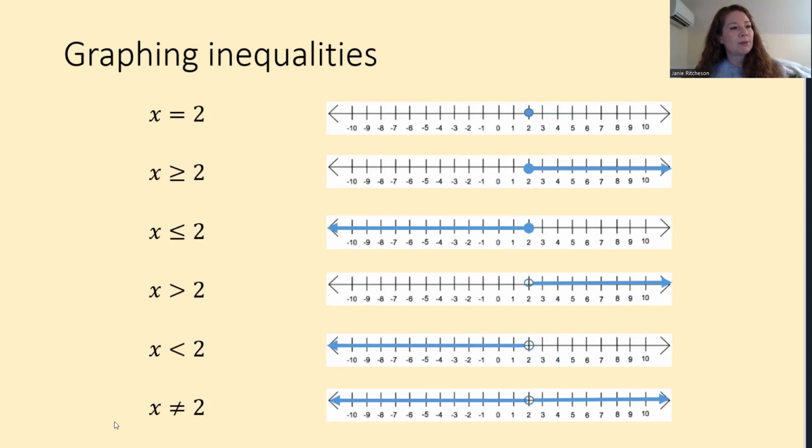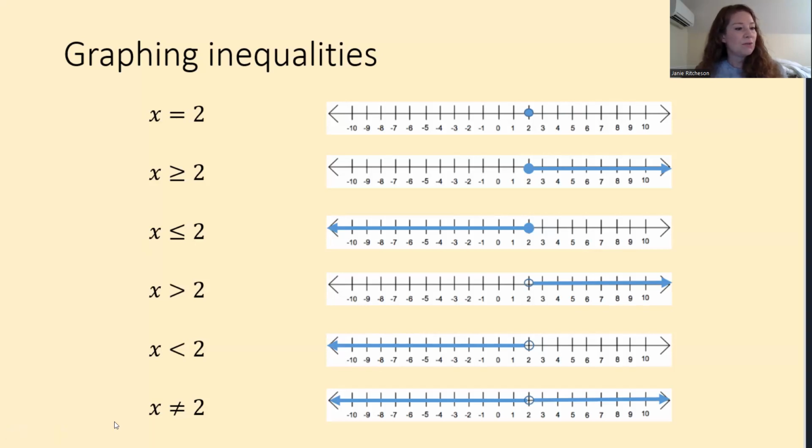The next one says x is less than or equal to 2. So we find 2 on our number line, fill it in because x can be 2, or it can be any number to the left of 2 on the number line. The next one, x is greater than 2. So we're going to start at 2, but we don't fill in the circle because x is not equal to 2, but it could be close. x could be 2.1, 2.2, so on and so forth. So any number to the right of 2 on a number line.